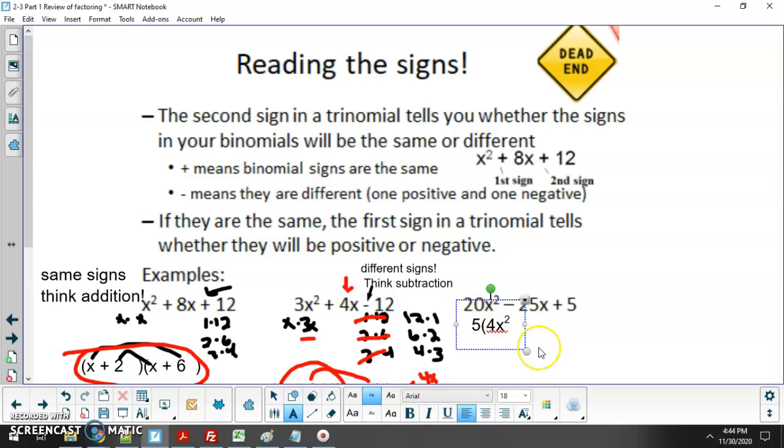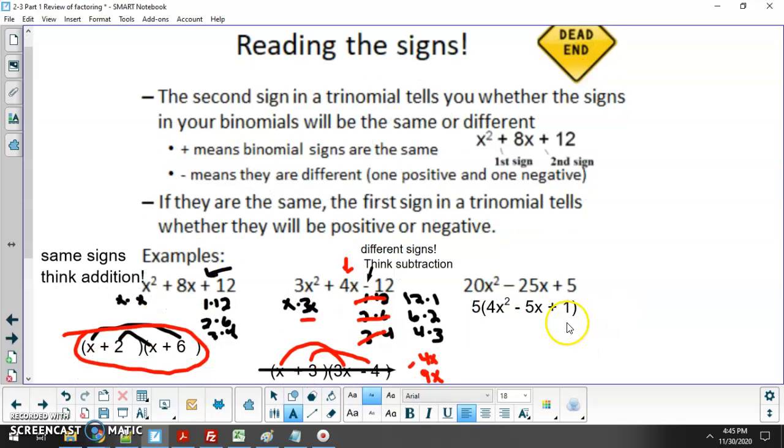All right, so you take the 5 out, and so you would divide 20x squared divided by 5, you'll have 4x squared left. Then you have negative 25x divided by 5, you'll have negative 5x. And then, remember, you're dividing, so it's not like you have nothing left here. It's 5 divided by 5, you'll have 1 left. All right? And so that's your first step. You want to divide out the GCF first.